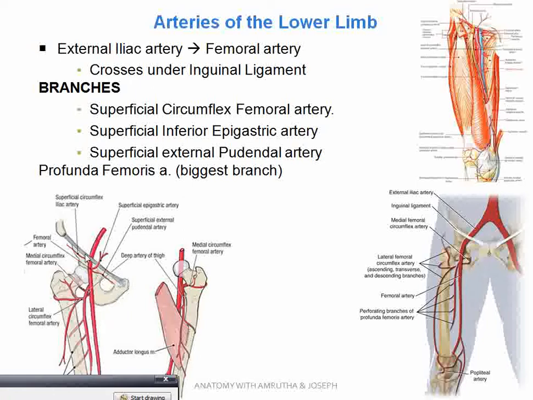Femoral artery crosses under the inguinal ligament, which is connecting anterior superior iliac spine to pubic tubercle. Then it is present in the anterior aspect of the thigh, where it gives branches. There are superficial branch and deep branch. Superficial branches are seen superficially and deep branches go to the deeper aspect.